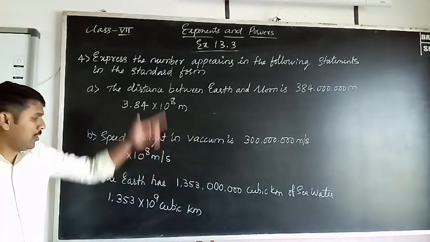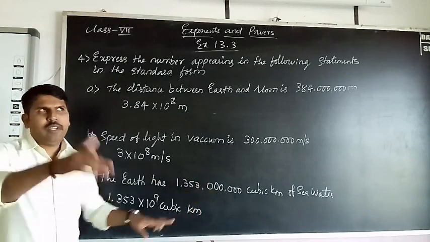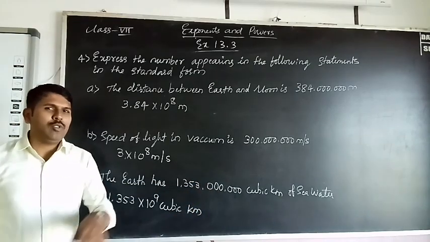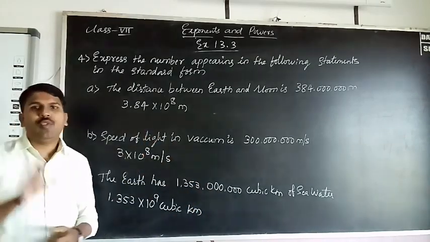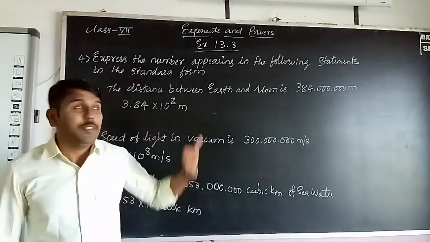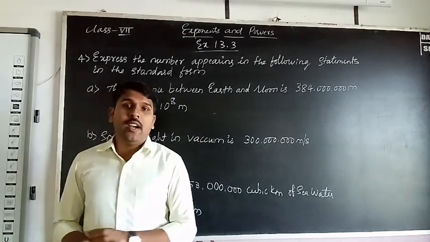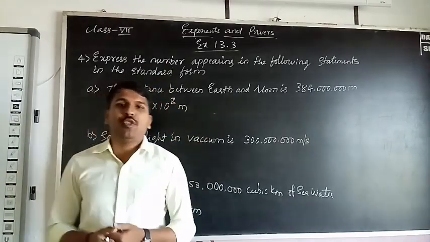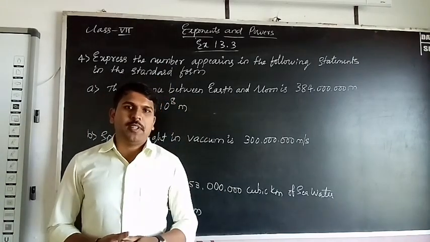Okay, I have explained only 3 questions. Remaining maybe 10 questions are there. Remaining 7 questions are homework. So this finishes exercise 13.3 and this finishes the exponents and powers chapter also. So I will start the next chapter in the next class.